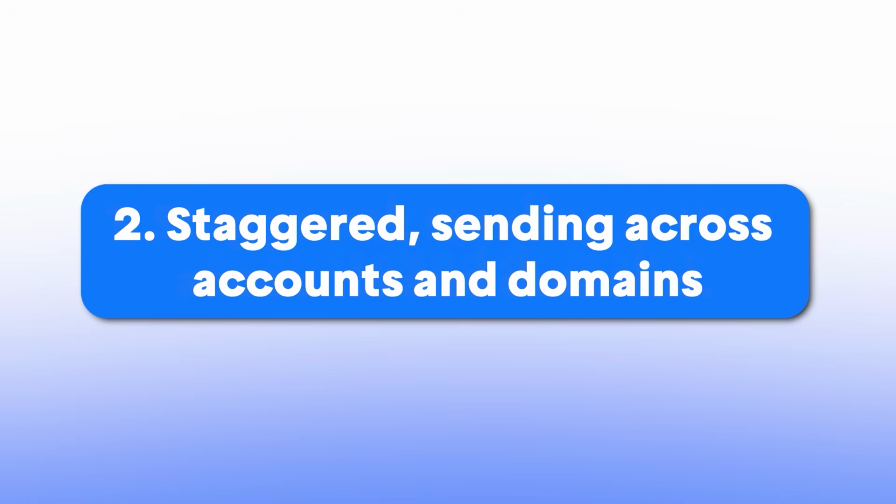Number 2 is staggered sending across accounts and domains. Implement a sending schedule where emails are sent from different accounts and domains at staggered times. For instance, sending 100 emails from every single account, with each account sending at a different time. This staggered approach mimics a human pattern, which is less likely to be flagged as spam by the ESPs.